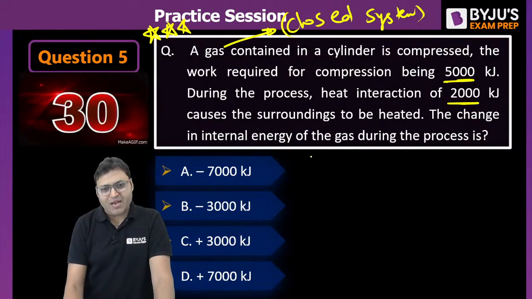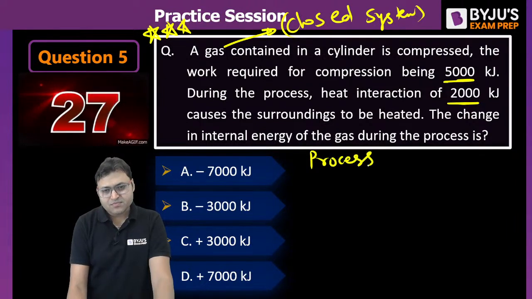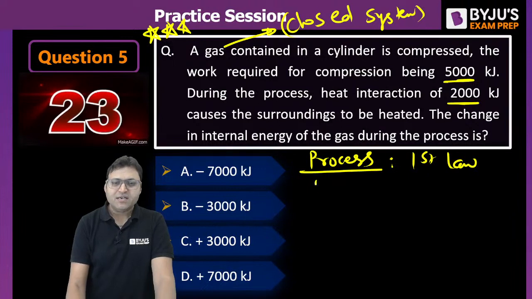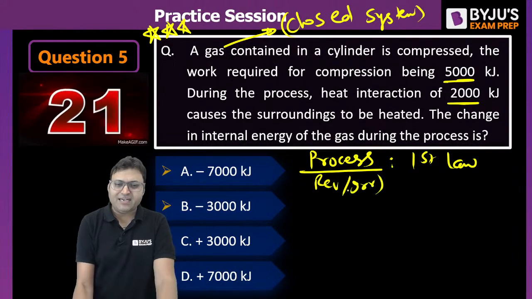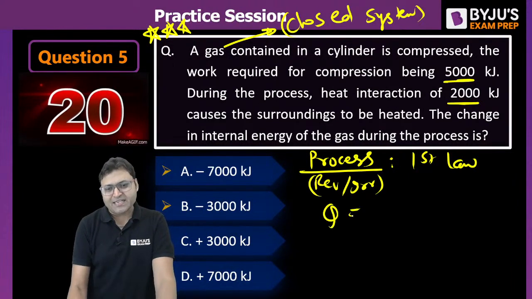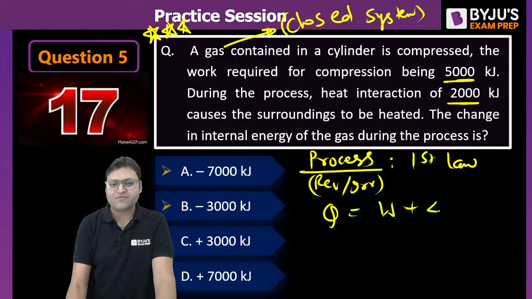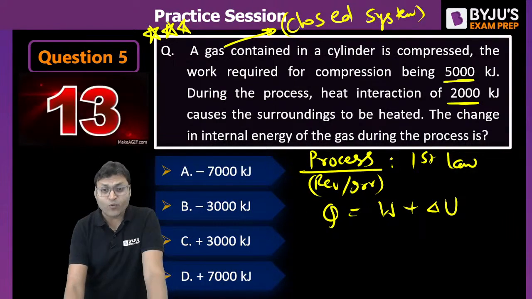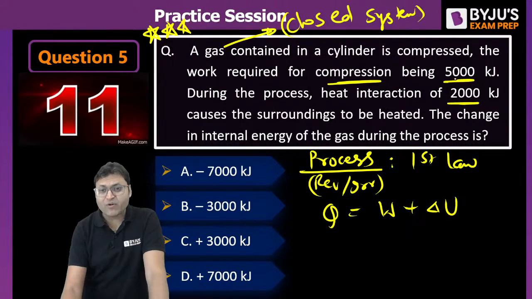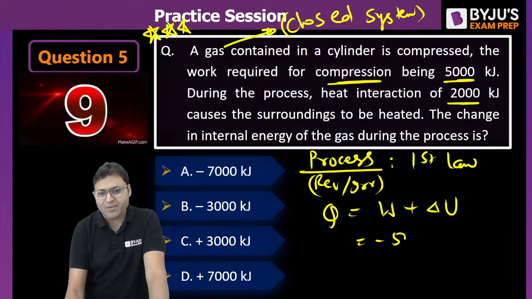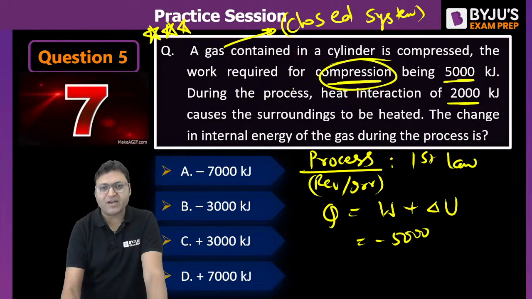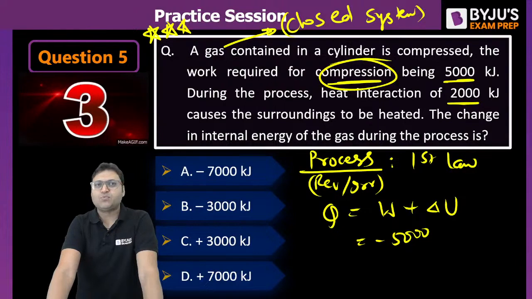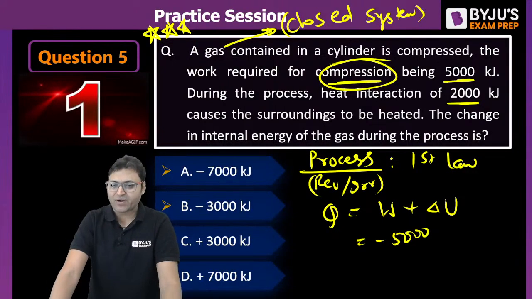So for a thermodynamic process, we can apply the first law, reversible or irreversible, it does not matter. The heat transfer is equal to work transfer plus change in internal energy. A gas contained in a cylinder is compressed. The work required for compression is negative, so it will be minus 5000. Compression work is negative, that is the work done on the system. Expansion work is positive, that is the work done by the system, right?